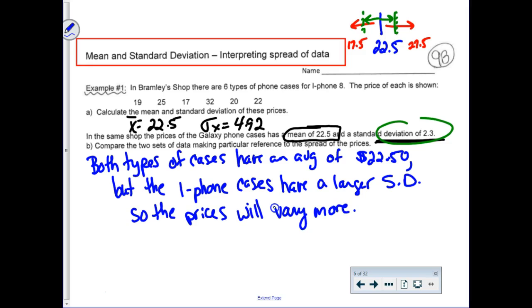For a lot of kids, what they like to say at this point is that the range of prices is larger for the iPhone cases. You can make a little note about that. That's a topic from stats that we learned a long time ago, the highest minus the lowest. Sometimes that's easy for us to compare as shoppers. The extreme values, like my cheapest case and my most expensive case, are going to be more spread out on the iPhones. All right.